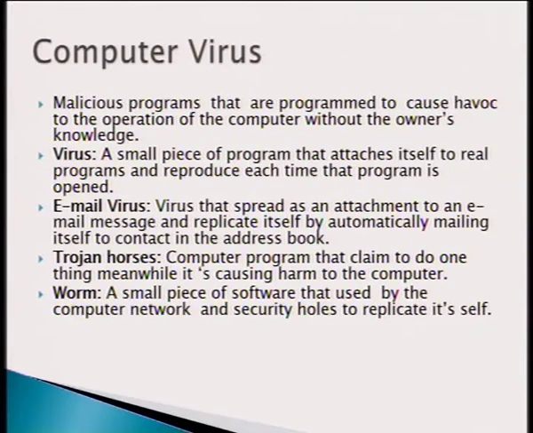And then we've got a worm. A worm is a small piece of software that is used by the computer network and security host to replicate itself. So basically, this is a type of virus that uses the internet to replicate itself. But mostly this type of virus simply makes your computer very slow.